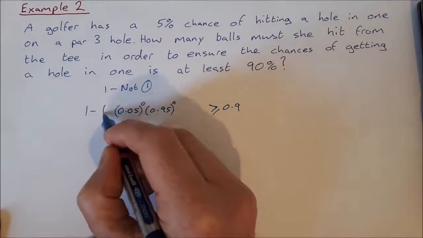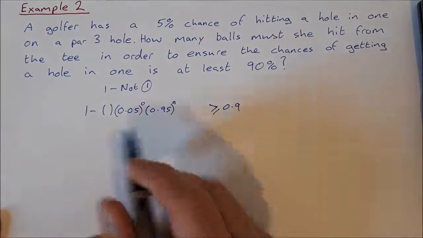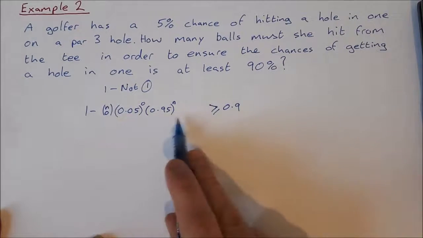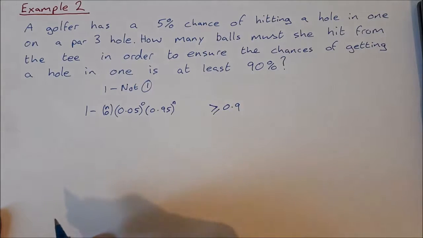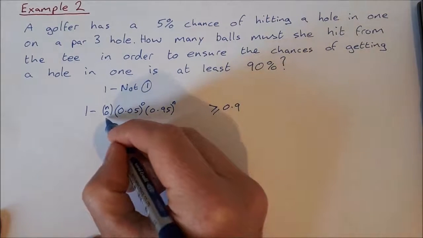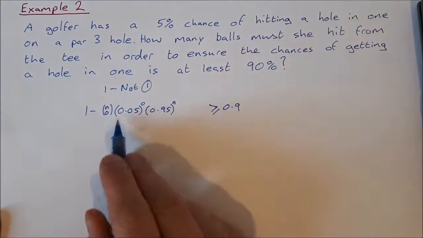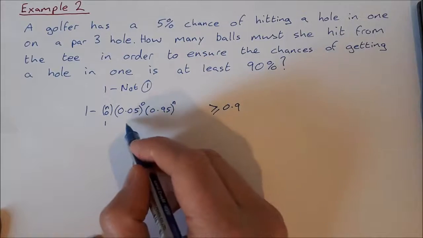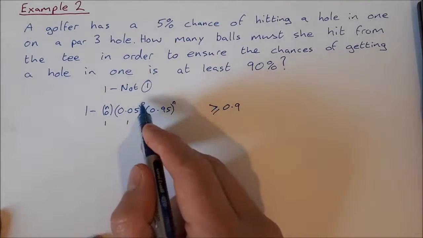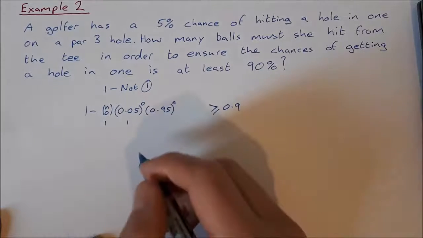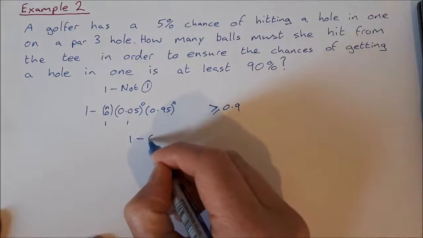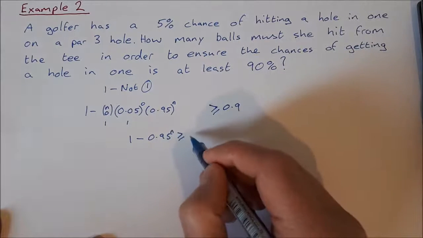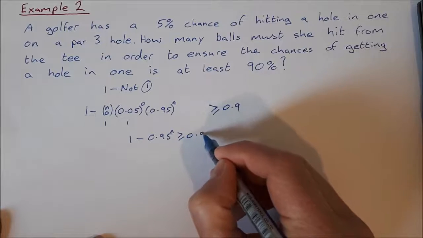And then how many ways can this happen? Well, this can only happen one way, it's n choose 0. Okay, so this looks a bit complicated. We have n's in there that we're not used to, but let's see what happens. Well, n choose 0, that's just 1. 0.05 to the power of 0, well, anything to the power of 0 is 1. So those two we can forget about straight away. So all I have is 1 minus 0.95 to the power of n is greater than or equal to 0.9.